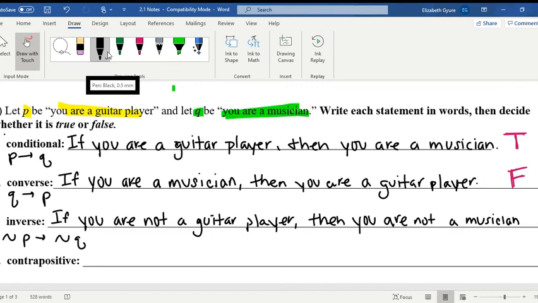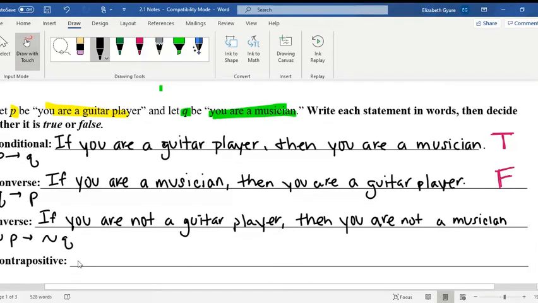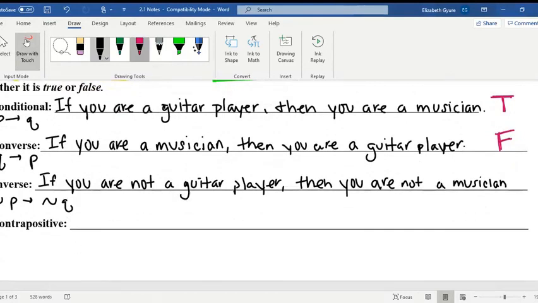Okay, so let's think about this one. If you are not a guitar player, does that automatically mean you can't be a musician? That would be false. Similar situation up above, maybe you play something else, right? You could still be a musician.